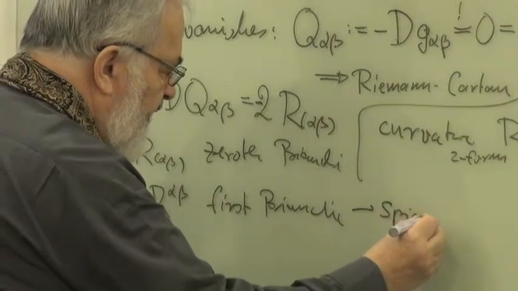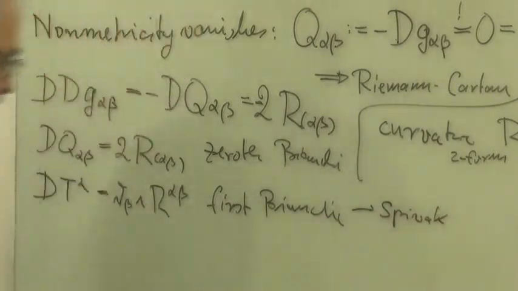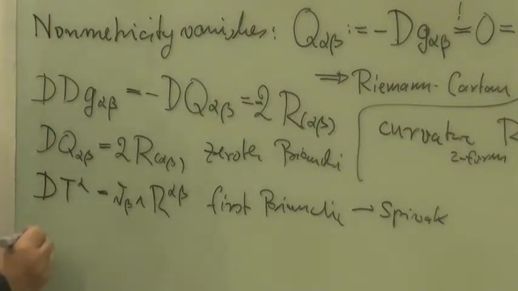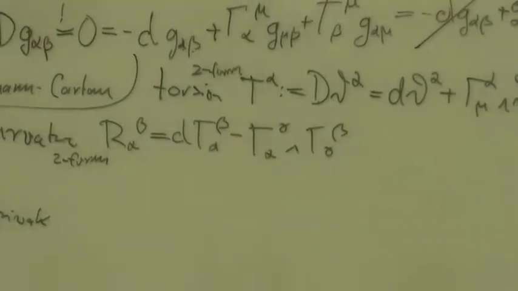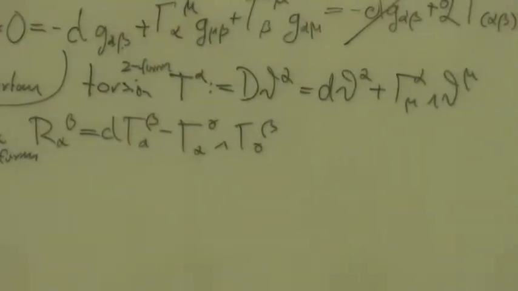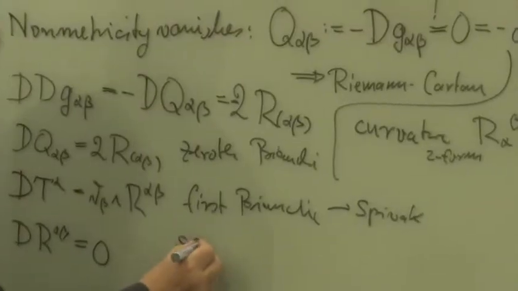I mean, historically they have nothing to do with Bianchi. Even in the second Bianchi identity, you do the same game for the curvature: DR^alpha_beta is equal to 0. You can differentiate that and evaluate it. You will easily find out that it is 0. And this is called the second Bianchi identity.